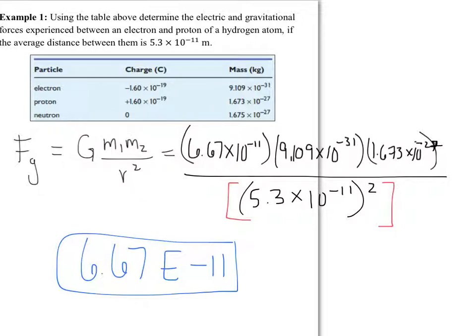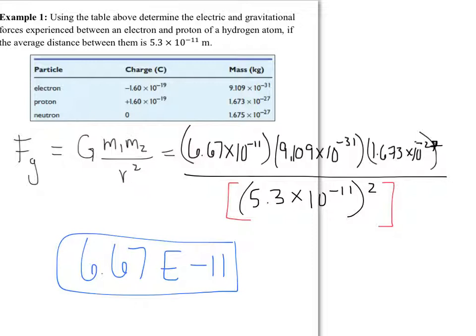All right. So typing this in, typing 9.109 times 10 to the negative 31, 1.673 times 10 to the negative 27 in the numerator, and then divide it by the denominator there.